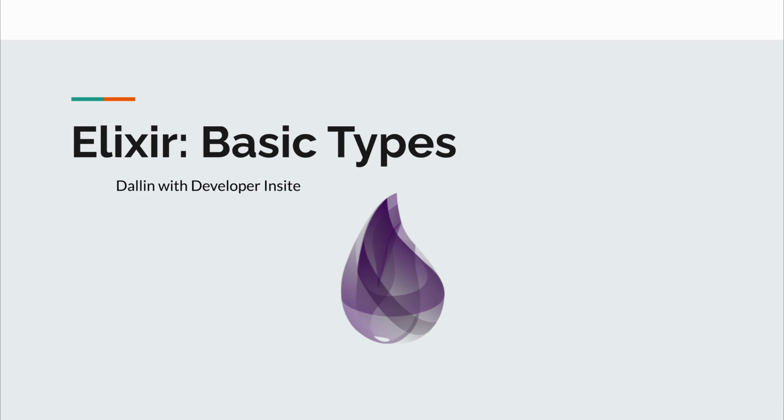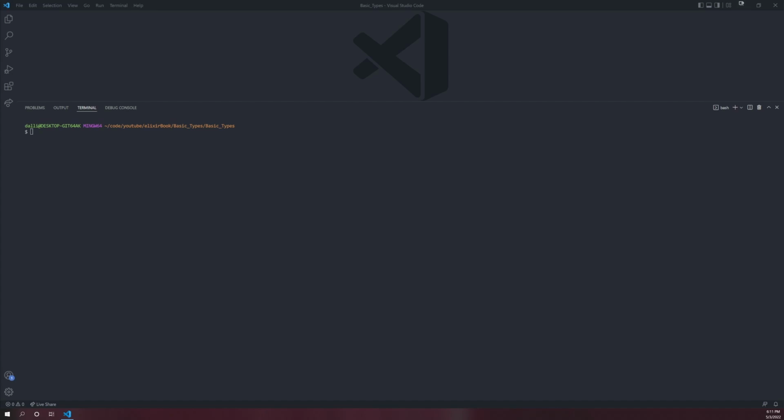Hello, this is Dallin here with Developer Insight, and today we're going to be continuing our walk through the Elixir guide, covering basic types in this chapter. That's going to include integers, floats, booleans, atoms, and symbols, strings, lists, and tuples. So we'll go ahead and get started by opening up our interactive Elixir console with the IEX command. And we can start off with some simple division.